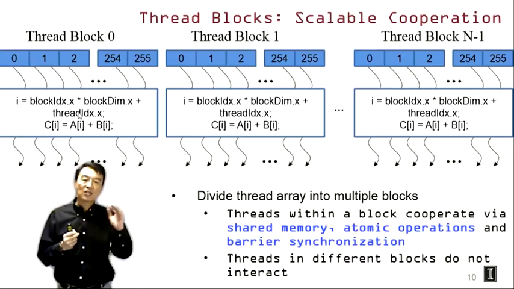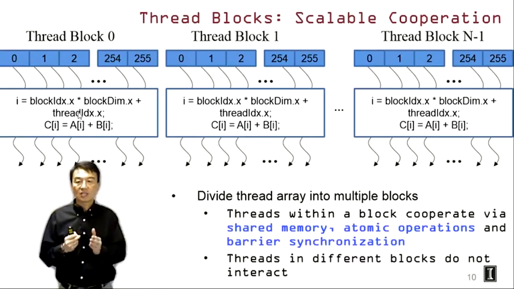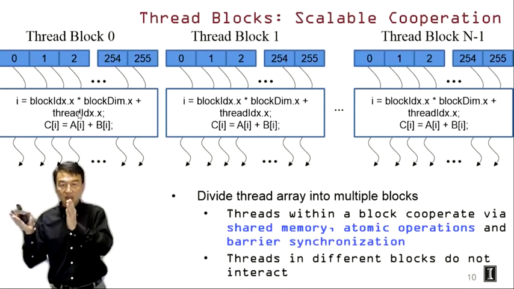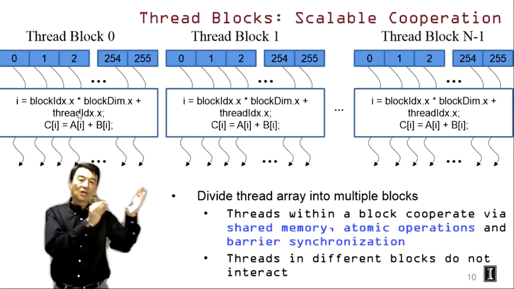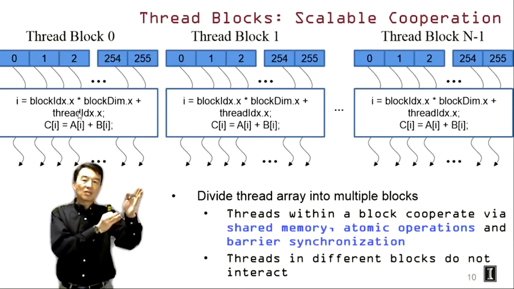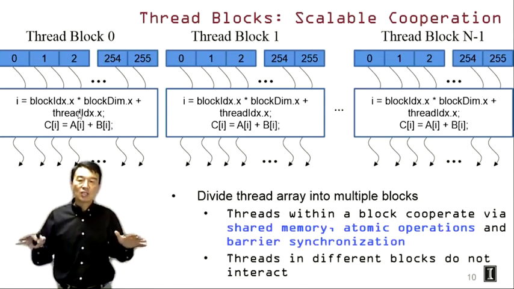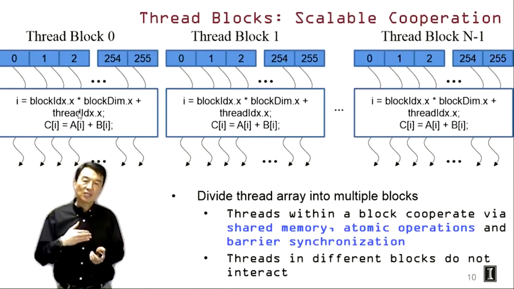However, threads in different blocks do not interact. So threads 0 through 255 in thread block 0 cannot interact with threads 0 to 255 in thread block 1. There's no real interaction that we can have between these thread blocks. This is going to be important as we come to understand scalability in your CUDA code.